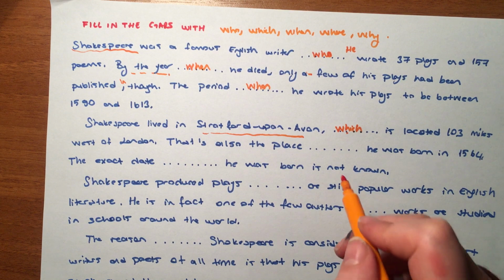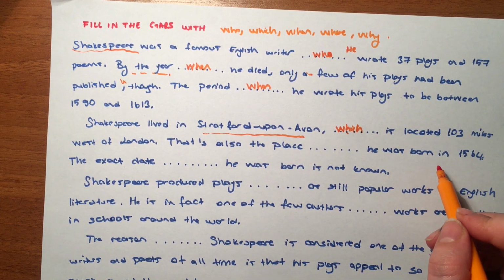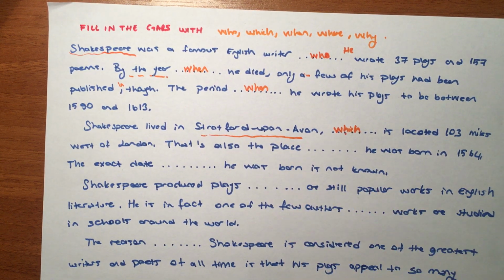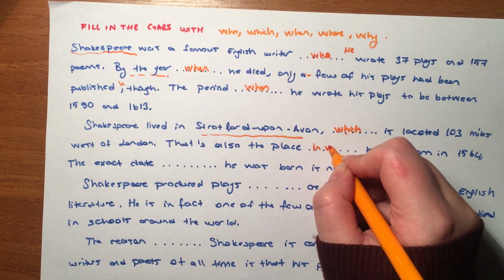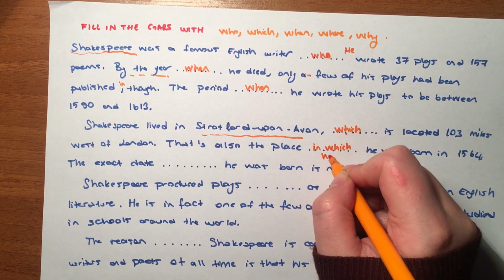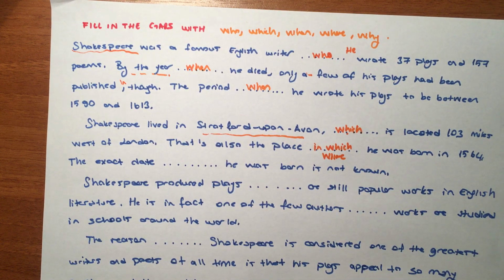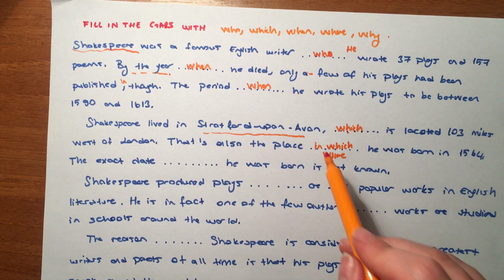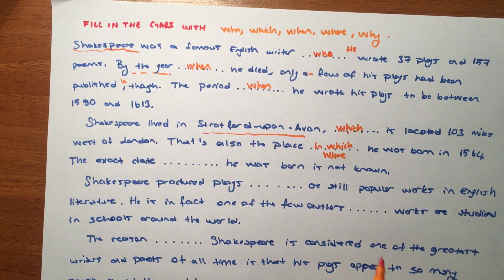Okay, let's continue. That's also the place blah blah blah. He was born in 1564. That's also the place in which or where. Why? As at where? Because we talk about the place now. Okay? Arkadaşlar burası aynı zamanda onun 1564'te doğduğu yer. Burada bir action var. Doğduğu yerden bahsediyoruz. O yüzden where dedik arkadaşlar. In which de kullanabiliyorduk bir yerden bahsettiği için.